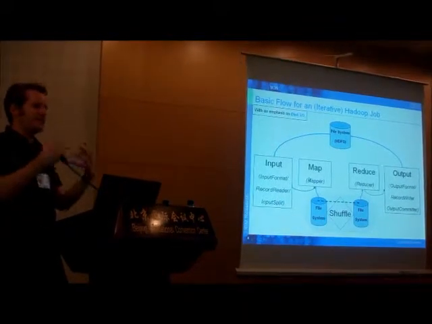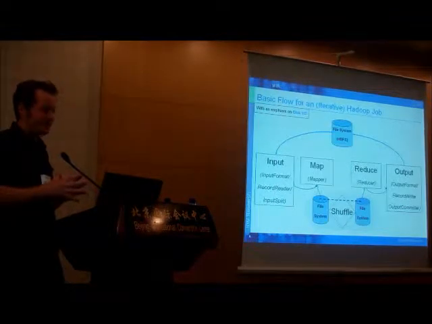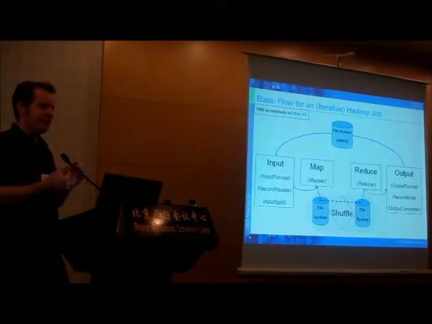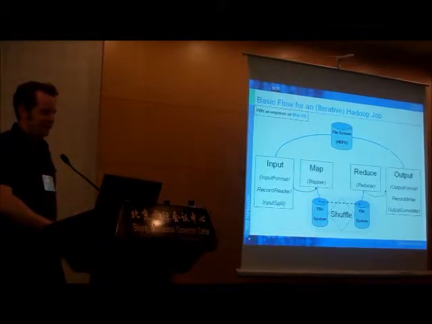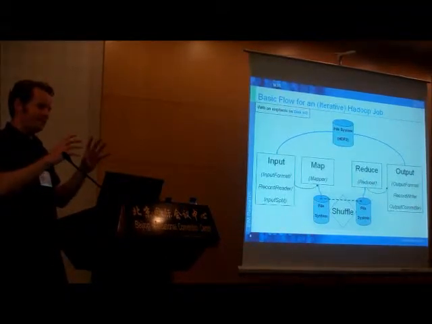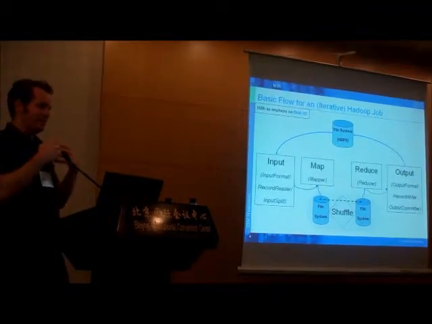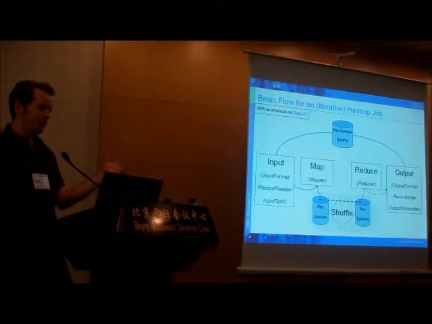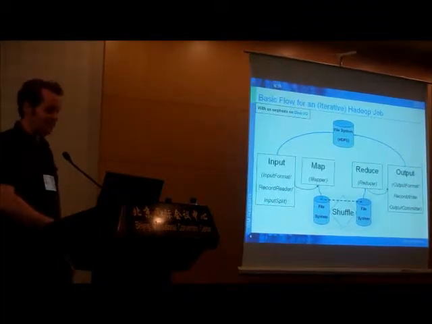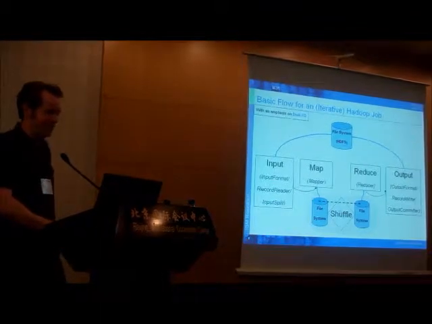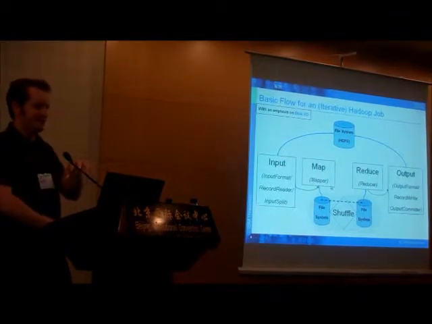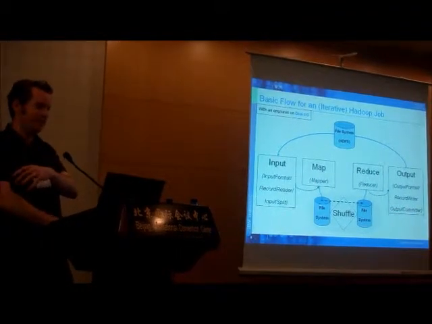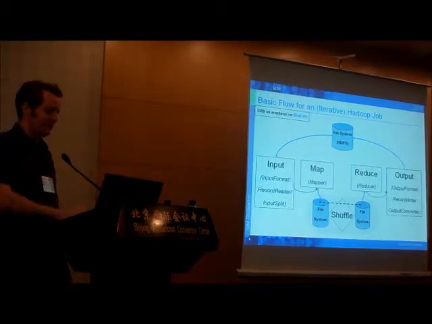The objects that it's being deserialized into are key value pairs, and the type of the key and value is arbitrary. The mapper can take those key value pairs, and for each key value pair it receives, it can output zero or more other key value pairs that go into the next stage of the pipeline, into the shuffle phase. So the mapper is translating these input key value pairs into other key value pairs, and the output types don't have to match the input types either.